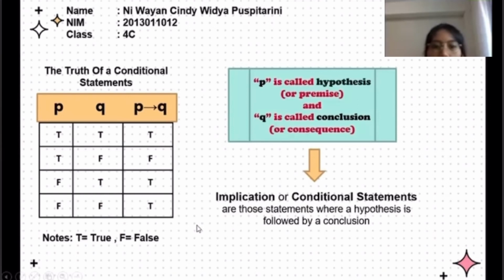Next point, P is called hypothesis or premise, and Q is called conclusion or consequence. From that definition, we know that implication or conditional statements are those statements where a hypothesis is followed by a conclusion. Next.